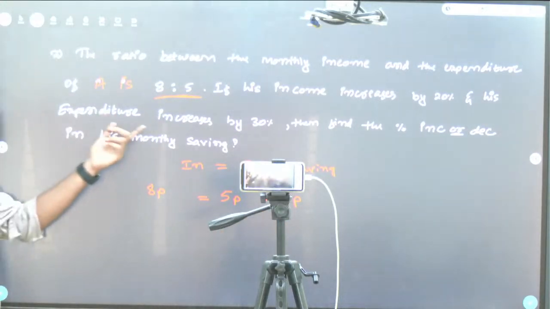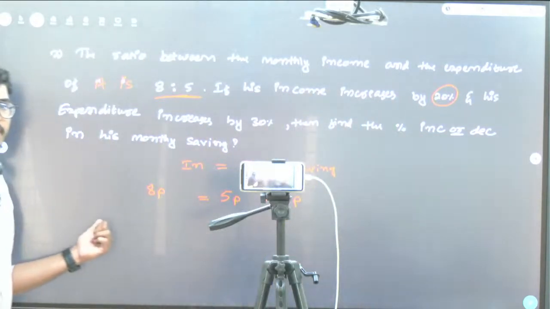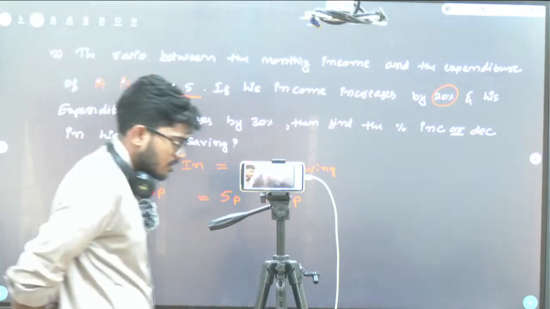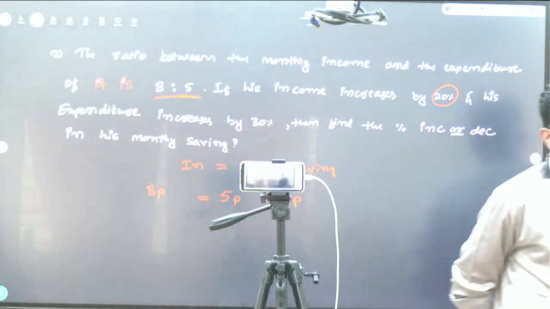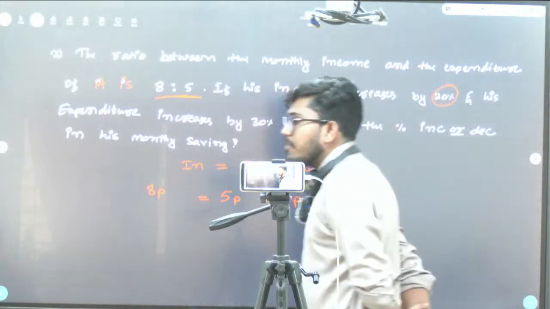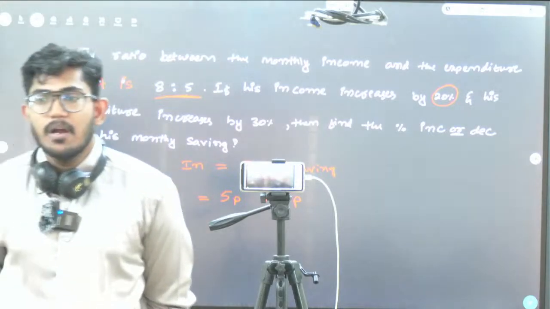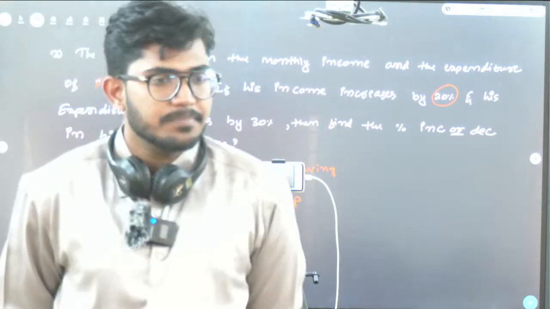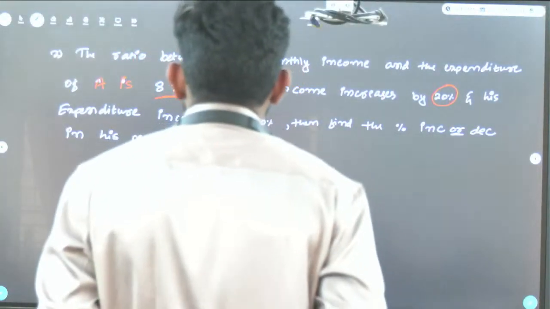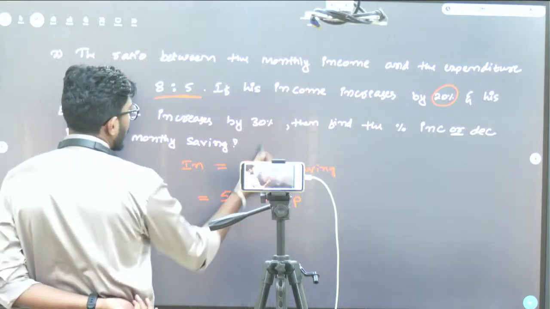Now income increases by how many percent they gave? 20%. 8 parts you have initially, now it increases 20%, means how much are you getting? Calculate 8 into 120 by 100. Calculate how much you are getting. 8 into 120 divided by 100. 9.6, right? And the expenditure increases by how much? 30%. Initially you have 5 parts, now 30% increases.